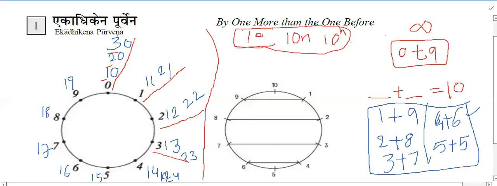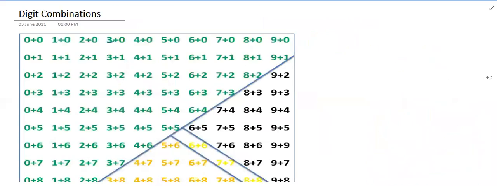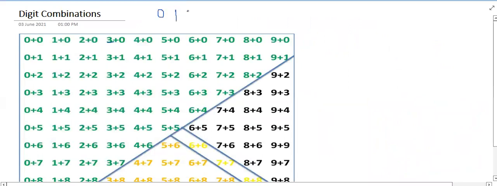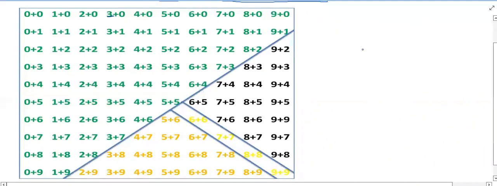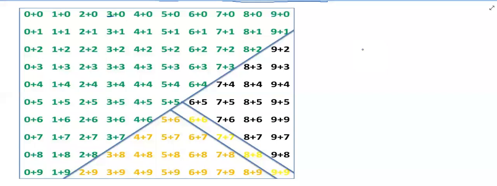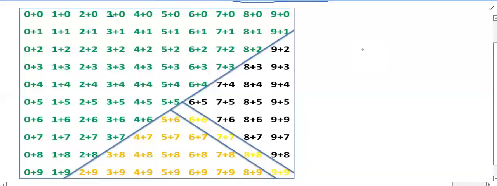Next we'll see all the digit combinations. Every digit, 0, 1, 2, 3, 4 and so on up to 9, when it is combined with another digit, what will be the result? We'll see that now. Before that, just tell me, if every digit is combined with another digit, totally how many combinations can we get? 90.